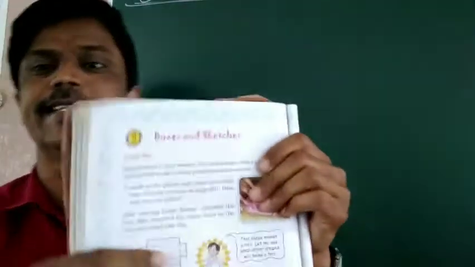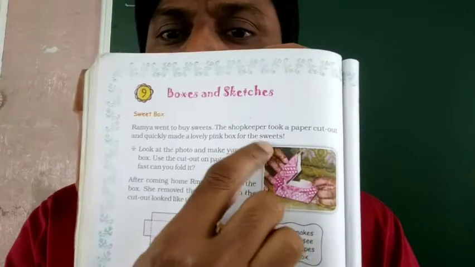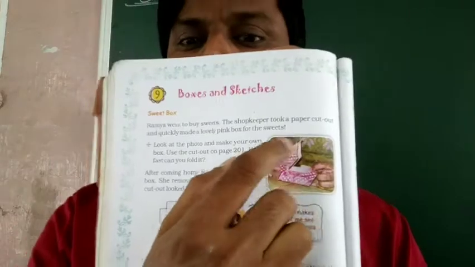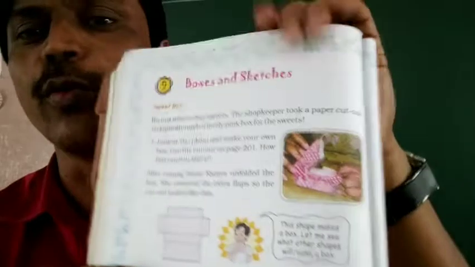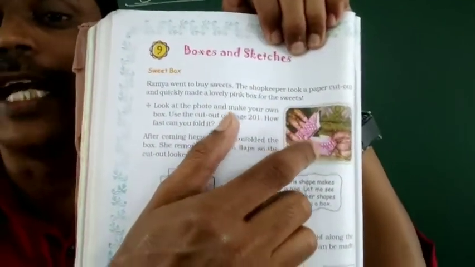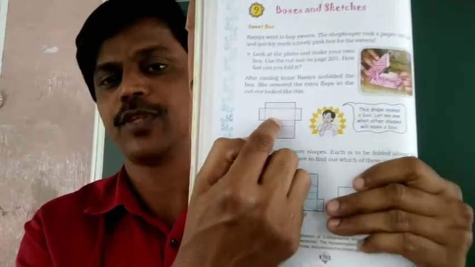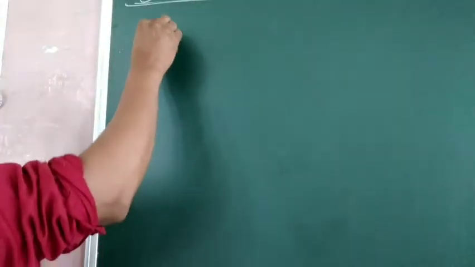See, one picture is given here on page number 126. This is your sweet box. When you fold this box, it looks like this only, but when you open this box it will look different. See how it will look after opening; the picture is given here. This is one example of this box when you open it. Now see, it is like this here.